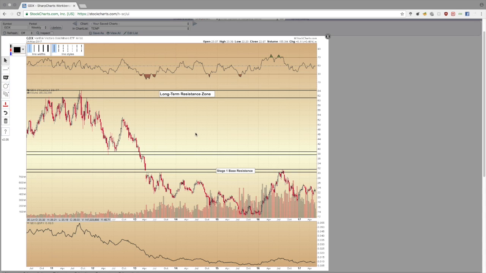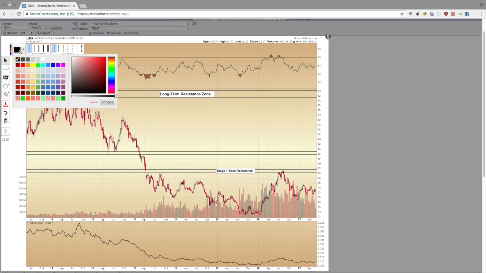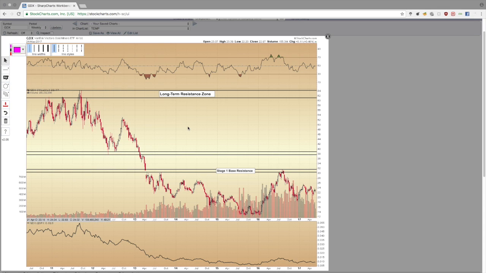Okay, so having looked at the horizontal support and resistance, I want to focus on something else that I think is very important, and I believe this is something of a lost art, and we are talking about trend lines. Now, trend lines are exactly that. They help us to identify a trend.